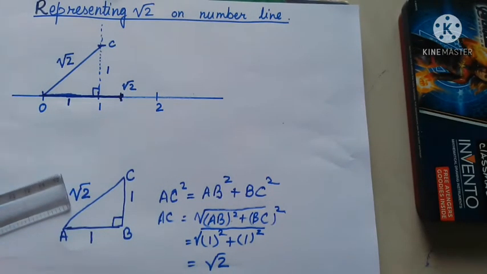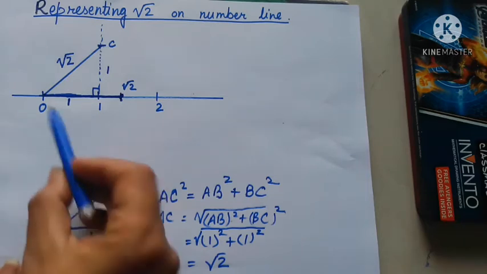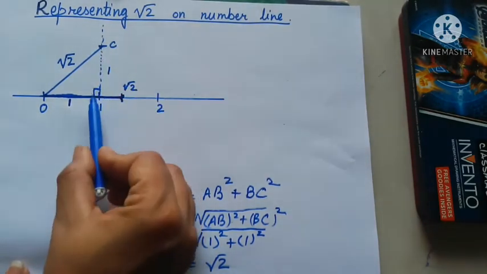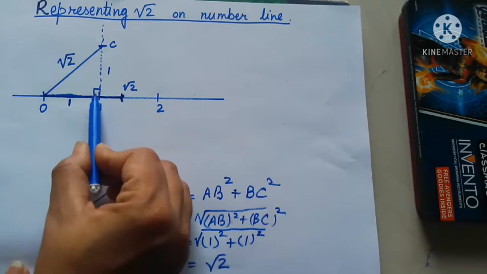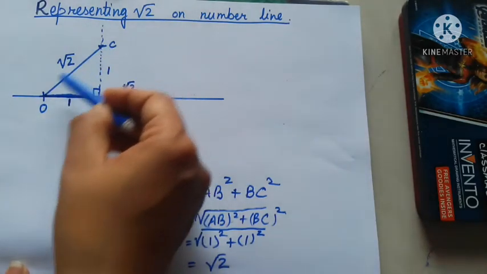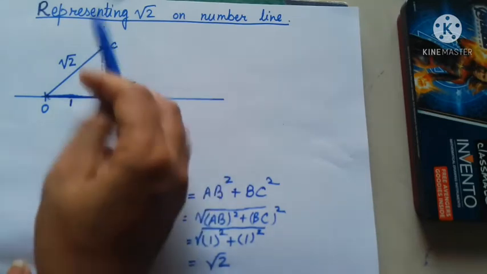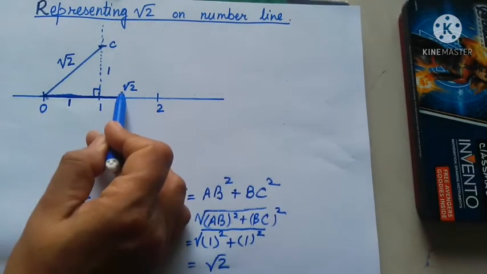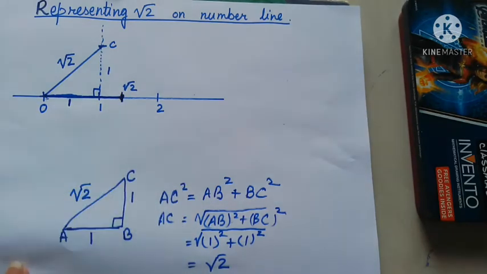So we have marked out root 2 on the number line using Pythagoras theorem. What we did? We have taken 1 unit and 1 unit as the two sides of a right angle triangle. So using Pythagoras theorem, 1 whole square plus 1 whole square and root of it gives me root 2. So over here the hypotenuse is root 2. I took that measurement and measured it on number line. So over here you can locate root 2.